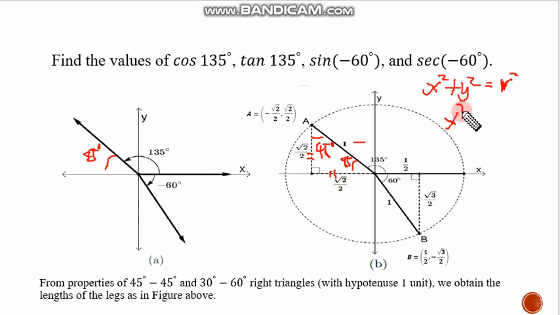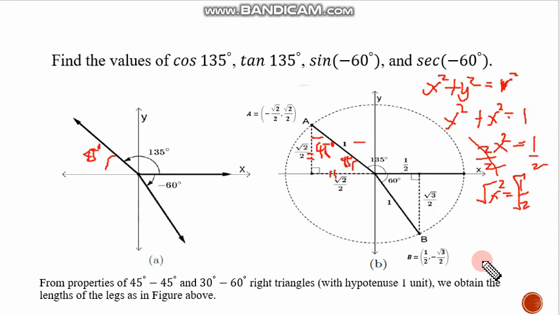So x squared plus x squared is equal to the radius squared, which is 1 squared, is equal to 1. So 2x squared is equal to 1. Let's divide it by 2. So x squared is equal to 1/2. Let's extract the square root. Our x is equal to plus minus 1 over square root of 2.